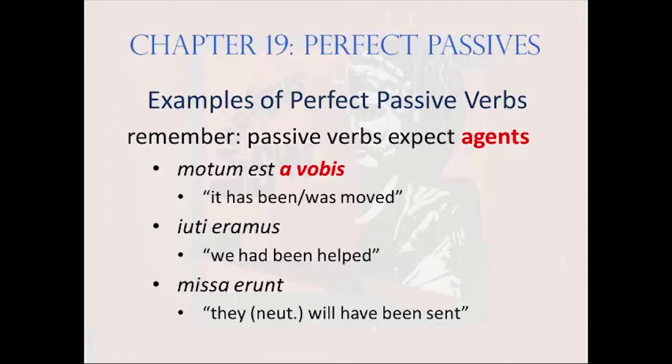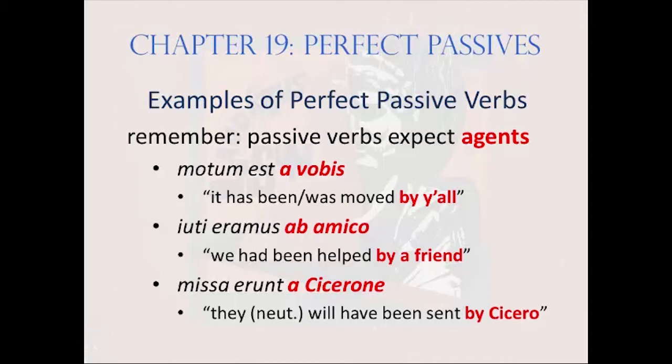Say we add a vobis to the first verb, motum est, which we translated as it has been or was moved. Here, a vobis would mean by y'all. It has been moved by y'all. Here's another example of a passive agent. Ut eramus ab amico. We had been helped by a friend. And finally, missa erunt a cicerone. They, neuter, will have been sent by Cicero.